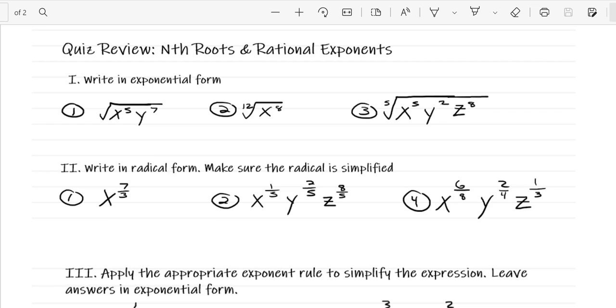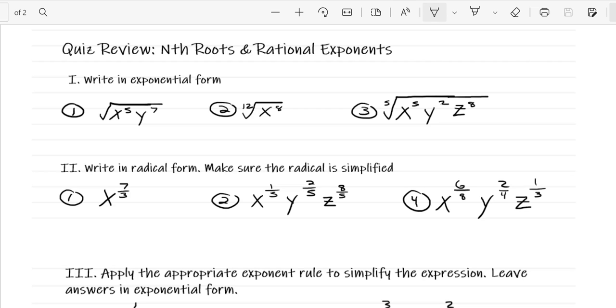Hey all, this is just me going through a few of the problems on the quiz review. The quiz today is only on the nth roots and the rational exponents. The first few things here, you'll probably see one or two from parts one and two, just going back and forth between exponential and radical form, making sure you understand the basics of writing them in either form.